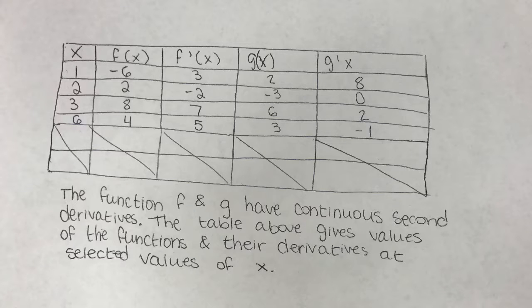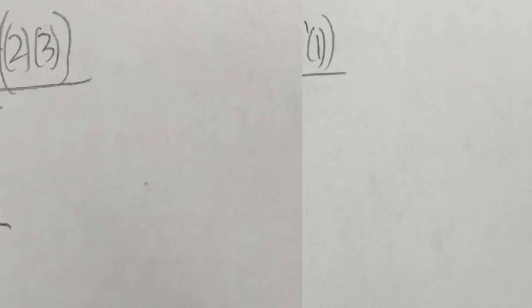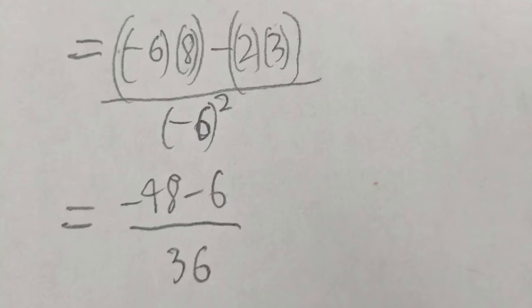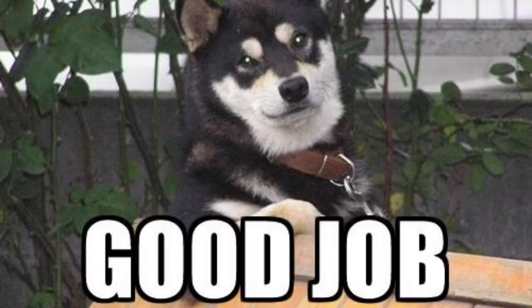Now look at the chart and plug in the corresponding numbers for each variable based on h prime of 1. This should equal negative 6 times 8 minus 2 times 3 over negative 6 squared. You need to multiply this out to get negative 48 minus 6 over 36, which equals negative 54 over 36. And negative 54 over 36 simplifies down to negative 3/2. You should end up with h prime of 1 equaling negative 3/2.